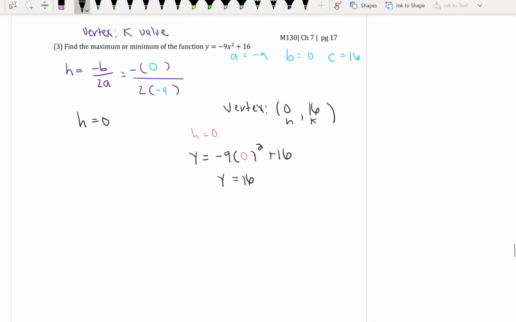And is this going to be a maximum or a minimum? Well, let's think about this. If I have the function y is equal to negative 9x squared plus 16, then I know it's opening downward because it's a negative a value. So it's opening downward. And so that point is going to be a maximum. So now I can say that the maximum value is going to be 16.